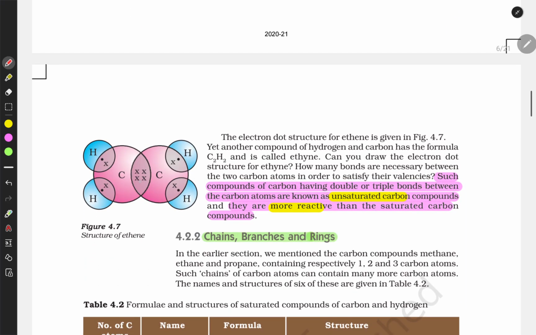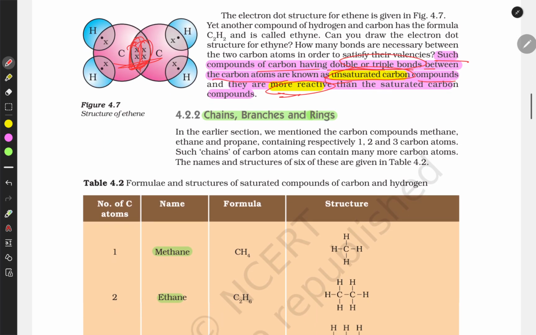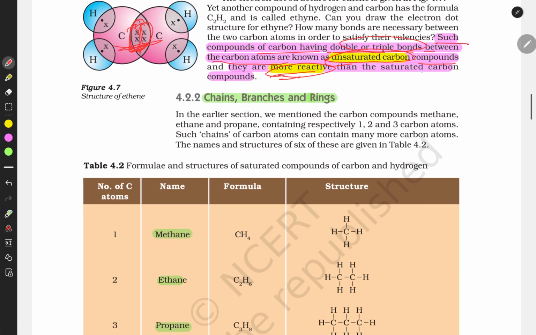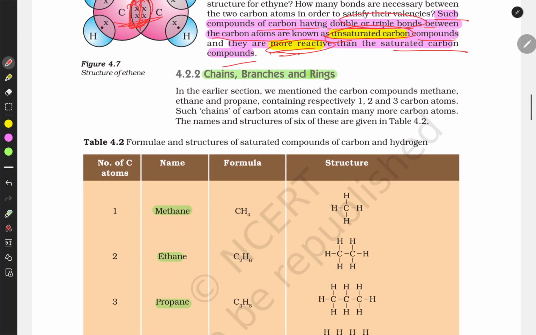And what is a double bond? If it is sharing two electrons, here in this case 2 electrons by each atom are shared, and to make their valency four, they gain the 4 atoms. Such compounds of carbon having a double or triple bond between the carbon atoms are known as unsaturated. Unsaturated compounds have a double bond or a triple bond, and they are very reactive, more reactive compared to the saturated carbons.